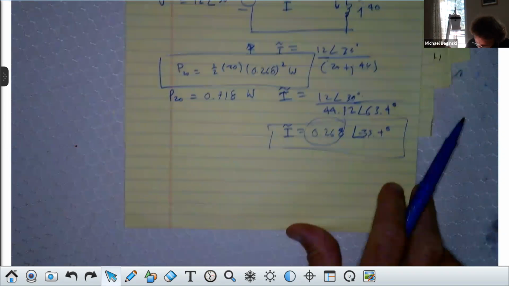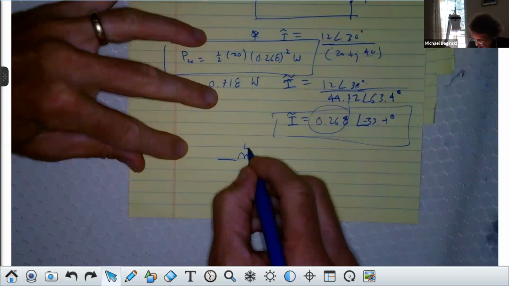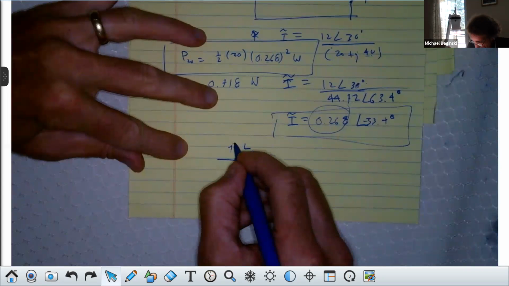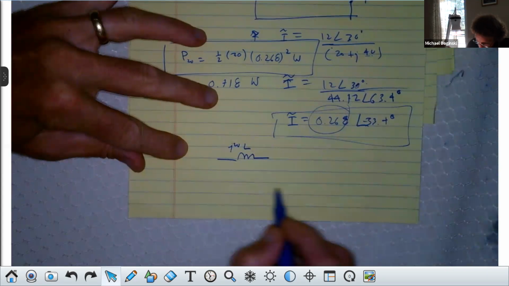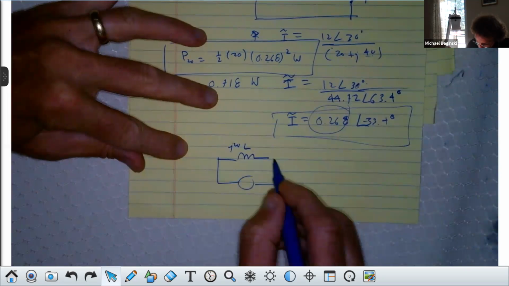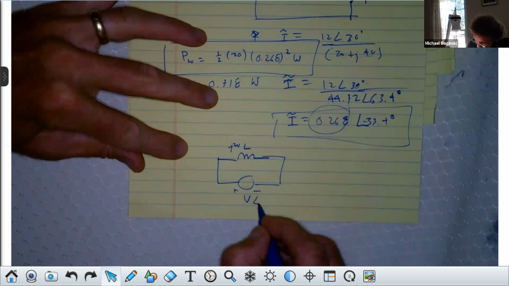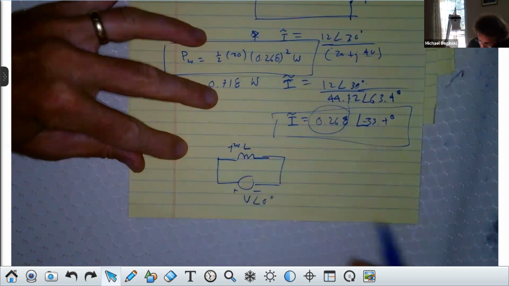If you have an inductor, let me do an inductor first. All right. And inductive impedance is J omega L, right? Now suppose I put a voltage across it, and say it's V at an angle of 0 degrees. And I want to know what I is, okay?